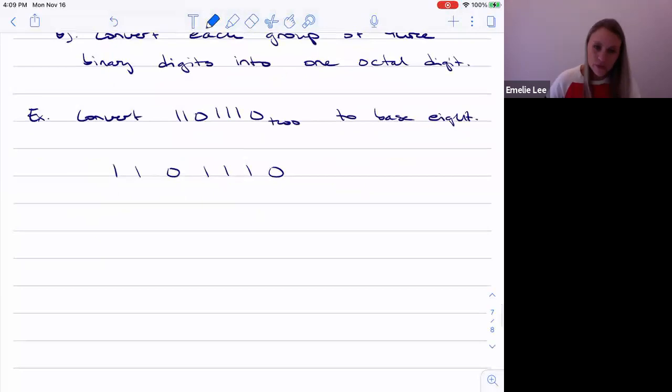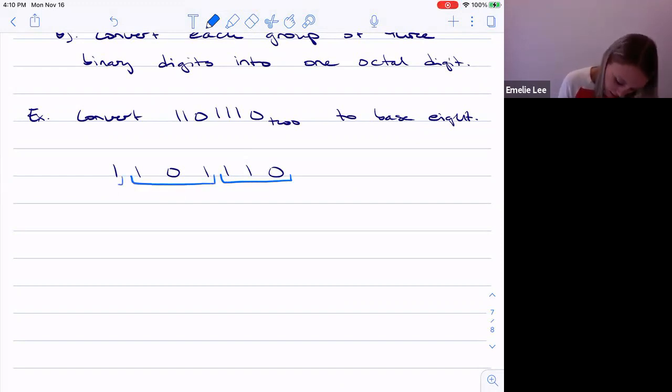Okay. And then I'm going to group these in groups of 3, moving from the very right, making groups of 3. Here, I don't have a group of 3, but that's okay. I can replace 1 with 0 0 1. That's allowed. Nice.